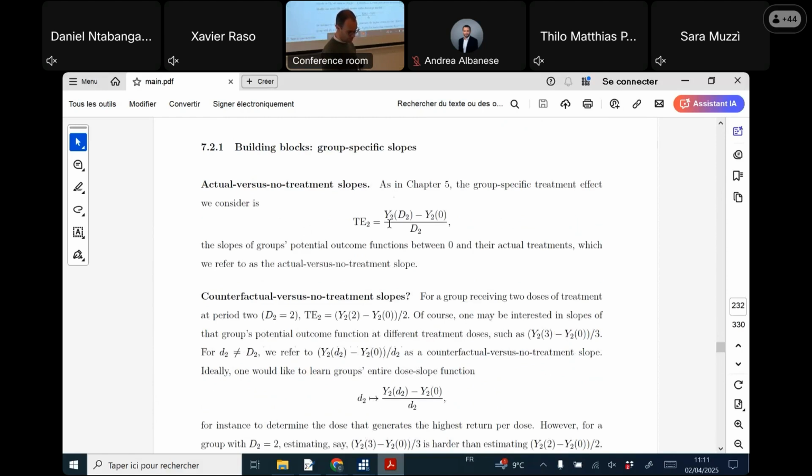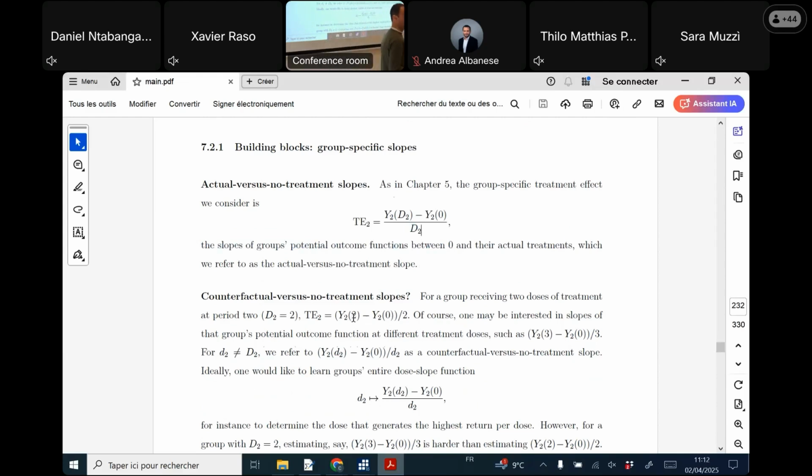Okay, so remember that for non-binary treatments, the group-specific effects that we are considering are these slopes T2, which is the actual outcome, Y2 of D2, minus the untreated outcome, Y2 of 0, divided by D2. So for a group that receives 2 doses of treatment at period 2, T2 for them is their slope between a treatment of 0 and a treatment of 2.